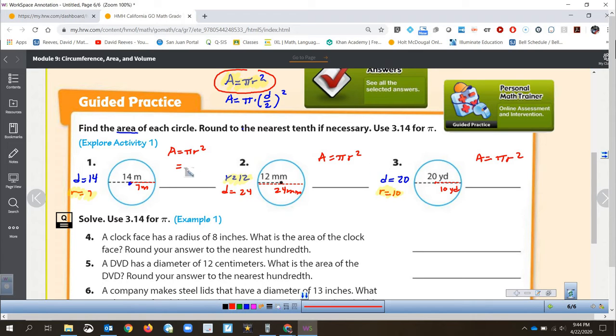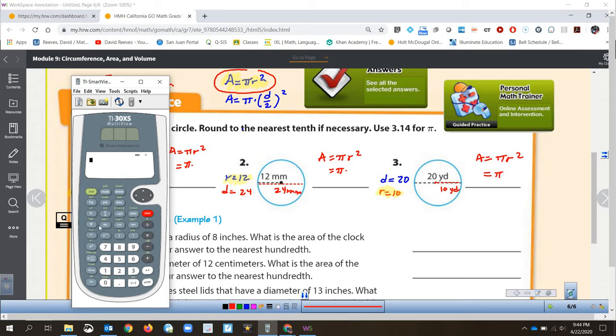Every time you see pi, guess what? Pi equals pi. Pi is not a variable. Pi is a constant. It has a value. Pi is an irrational number that goes on forever. We often use 3.14, it goes 3.14159 and keeps going on forever. If you have a calculator, there's a pi button on your calculator. So right here on this calculator, there's a pi button. And if you push the pi button, it will give you a whole bunch of numbers for pi.